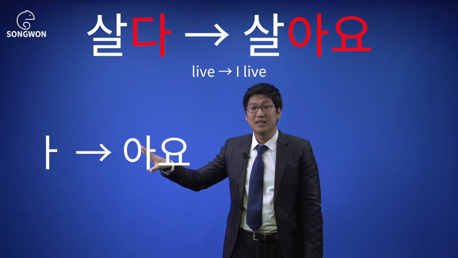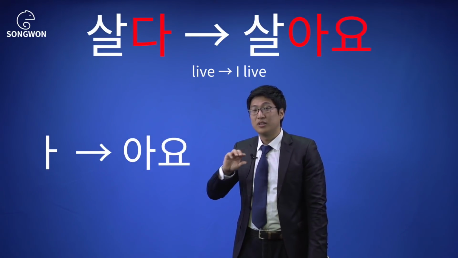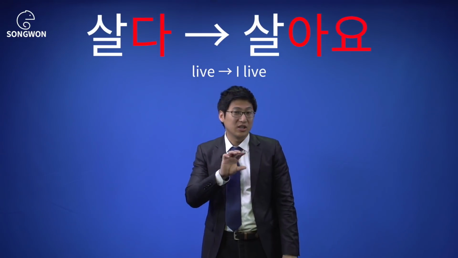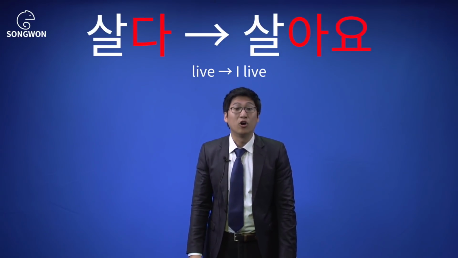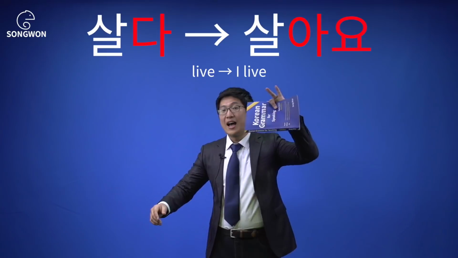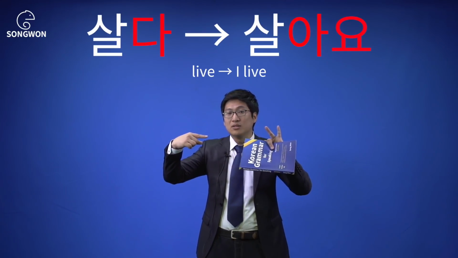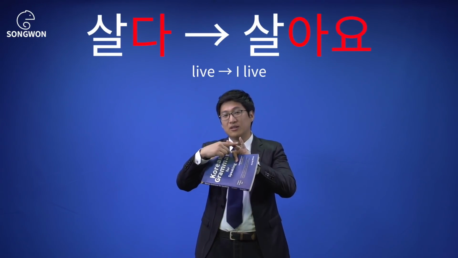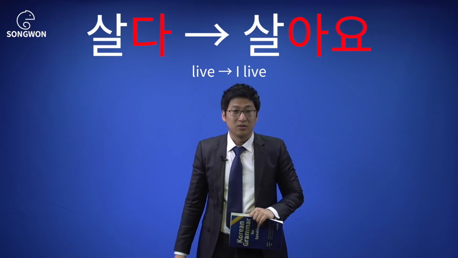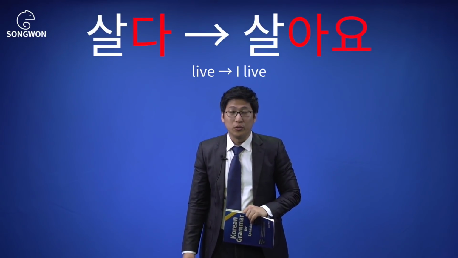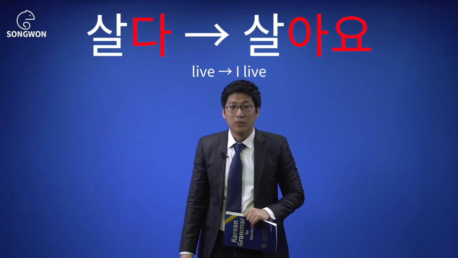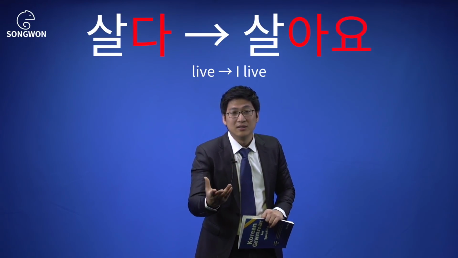The sounds connect, so it's easier to pronounce. That's why it changed to 아요, not 어요. If it's an 아 sound and an 어 sound, they crash. It's hard to pronounce. So it's not 살어요, it's 살아요. Can you say I live?